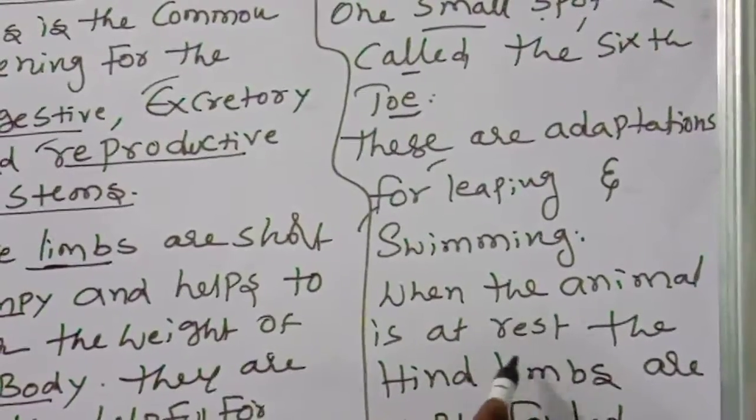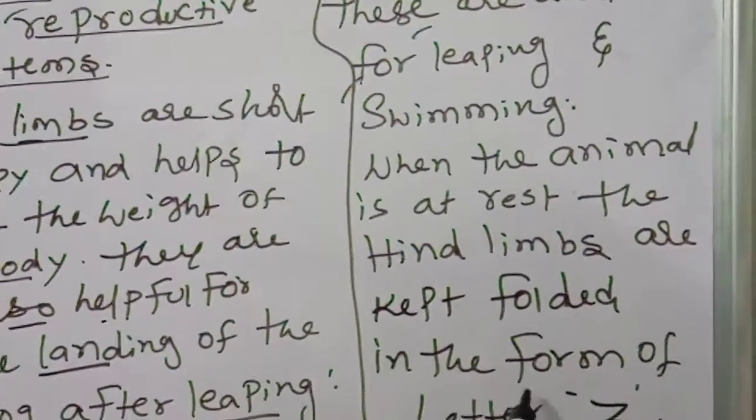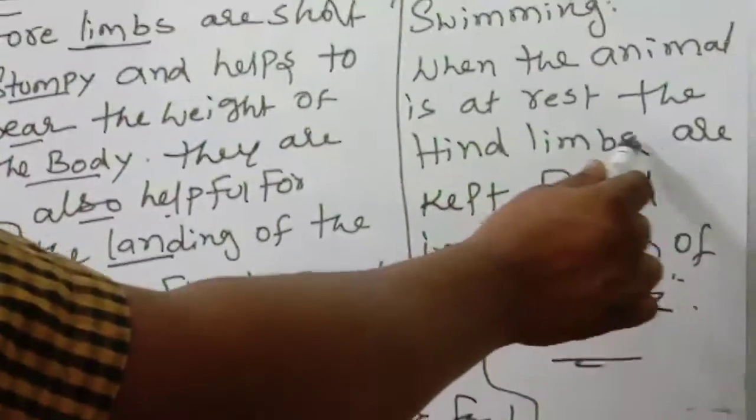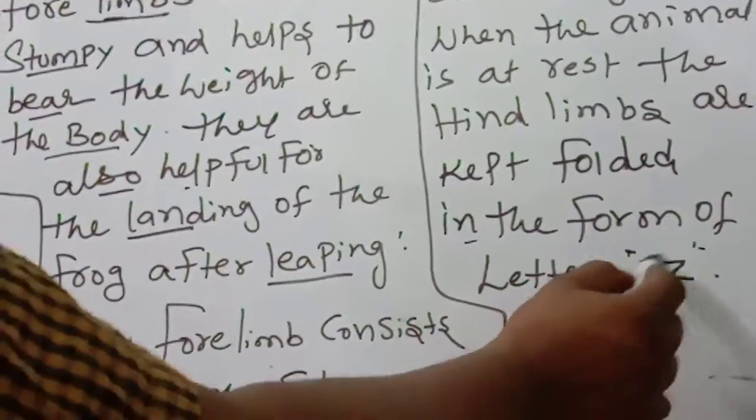When the animal is at rest, the hind limbs are kept folded in front in the form of the letter Z.